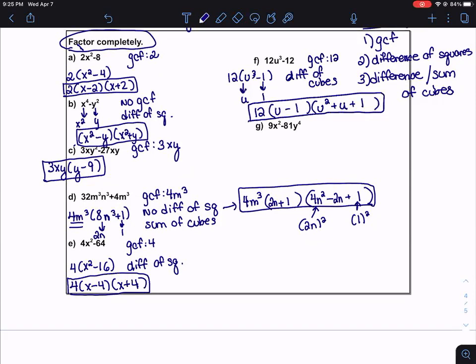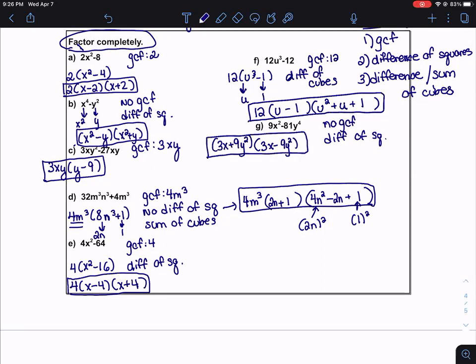And then finally for G, we do not have a GCF, but we do have a difference of perfect squares. The square root of 9x squared is 3x, and then 9y squared from 81y to the fourth. And then, of course, the same thing with a plus in between.